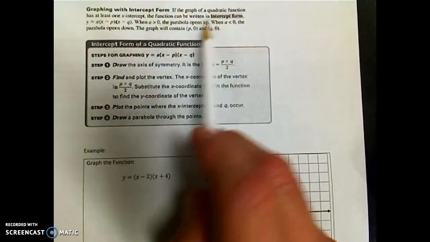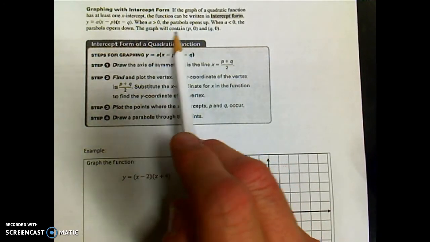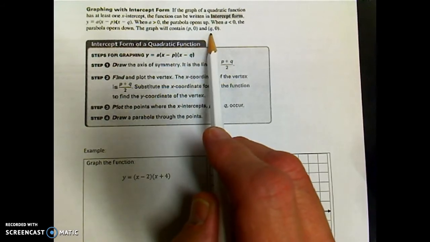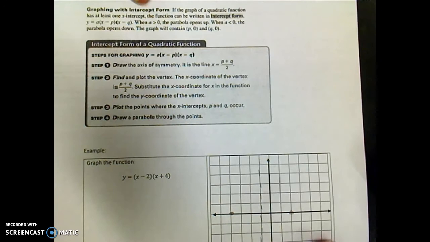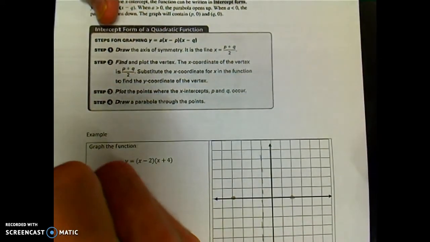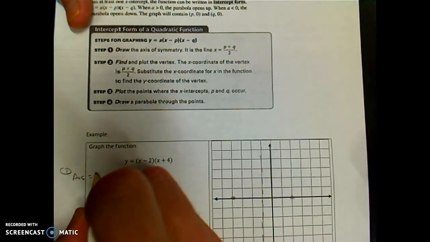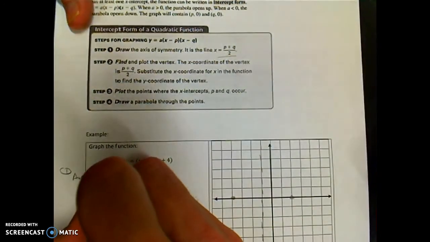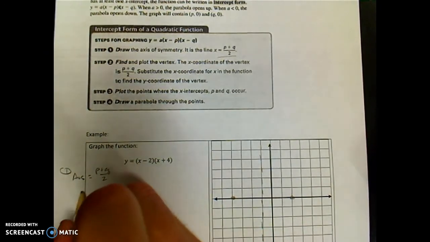In other words, a binomial product. And again, when a is positive, the parabola opens up. When a is negative, the parabola opens down. And this part is important: the p and the q represent the x-intercepts on the graph, as we just showed here. Let's follow the steps from our notes. The axis of symmetry is the average of p plus q.